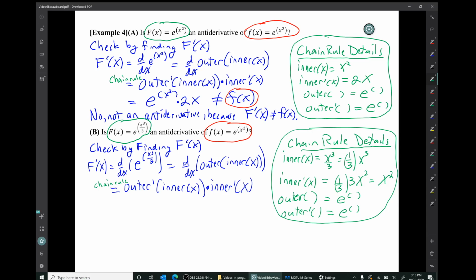There are our chain rule details. When we assemble those parts, we find the following. Capital F prime is not equal to little f. So the conclusion is that capital F is not an antiderivative.